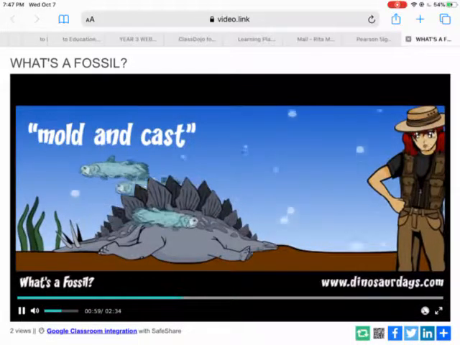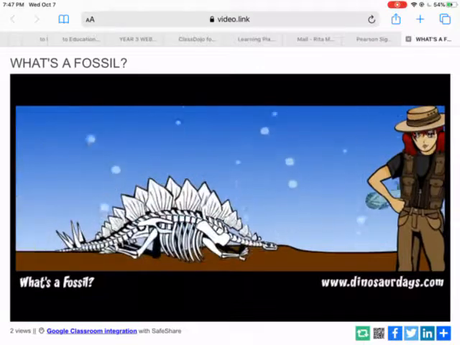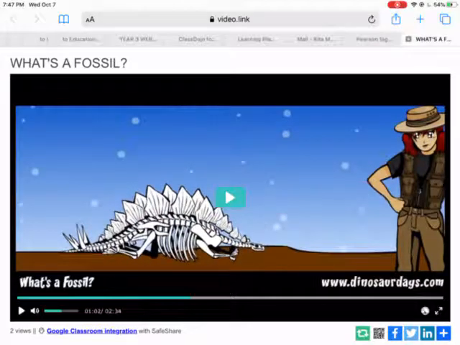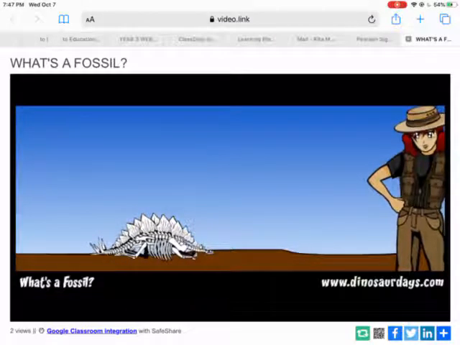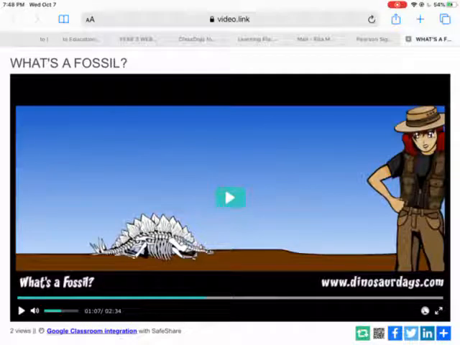The flesh of the animal rots away or is eaten by smaller creatures. So as you can see in the video, sea creatures come along and eat the soft parts of the dinosaur, or even the soft parts start to rot away. Then you are only left with the bones. Eventually only the bones are left. So if you look at this scene now in the video, you can see that only the skeleton is left of the dinosaur.